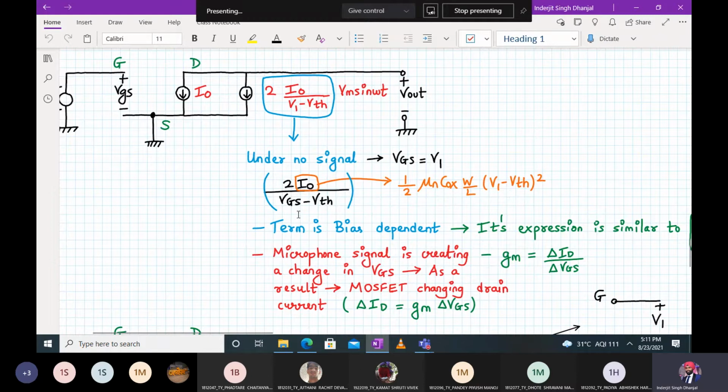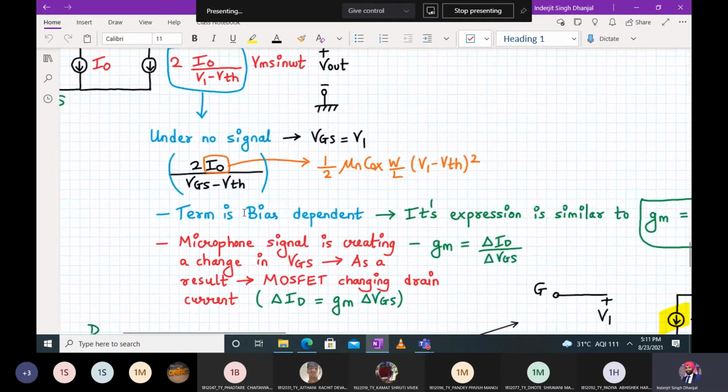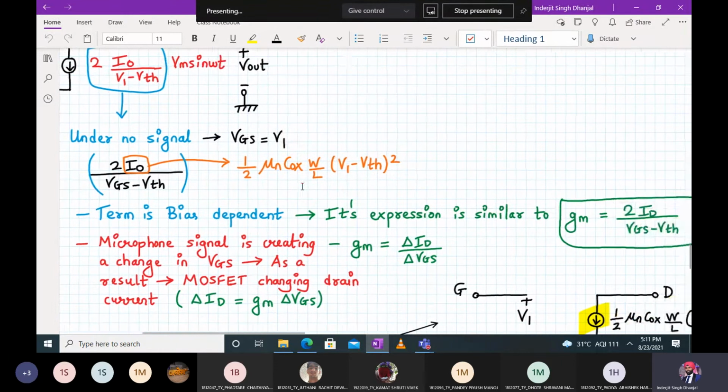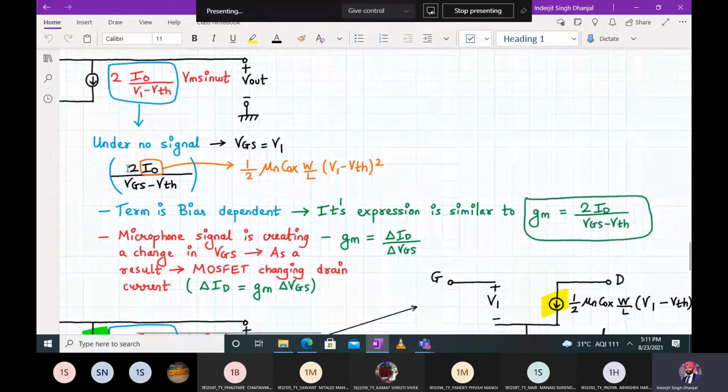Okay, so this term over here is bias independent. Are you understanding what we mean by bias dependent, sorry? This term, twice I naught upon (VGS minus VTH), is bias dependent because it depends upon V1. And its expression is similar to the gm expression. Now what is the gm expression given as? Twice ID upon (VGS minus VTH). Now this is also twice I naught upon (VGS minus VTH).